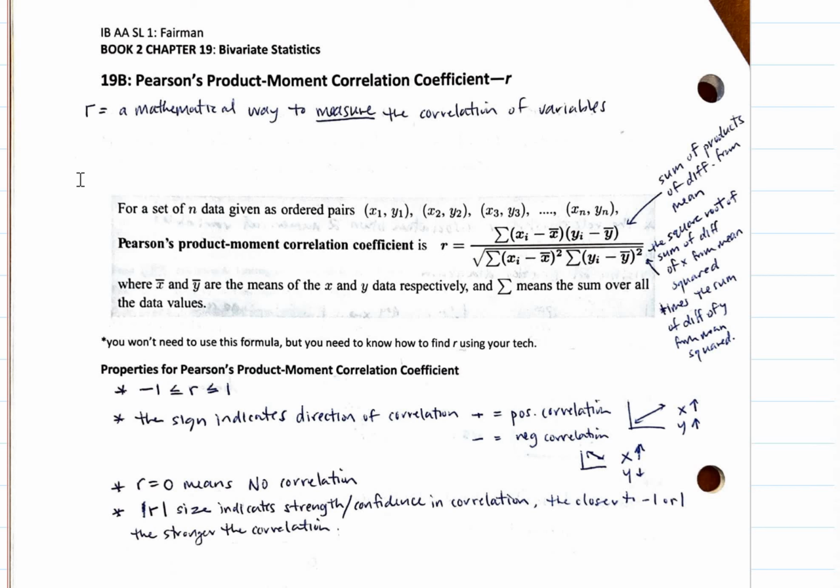Hello, we are moving on to the Black textbook, chapter 19, section B. We're going to talk about Pearson's product moment correlation coefficient, also known as R.